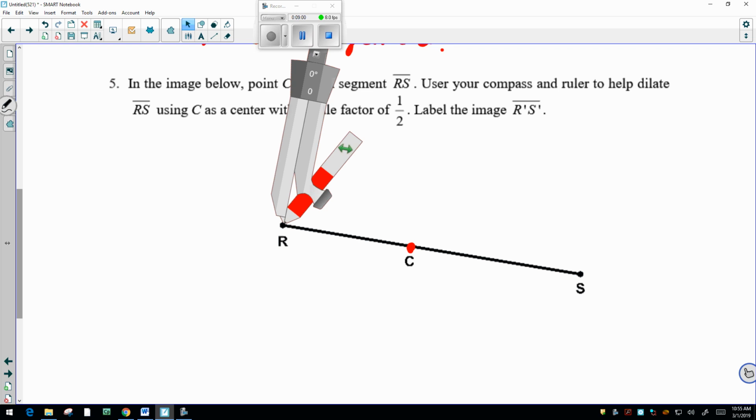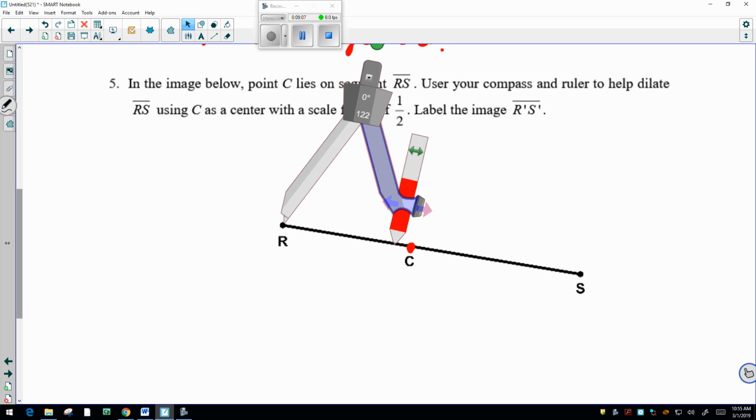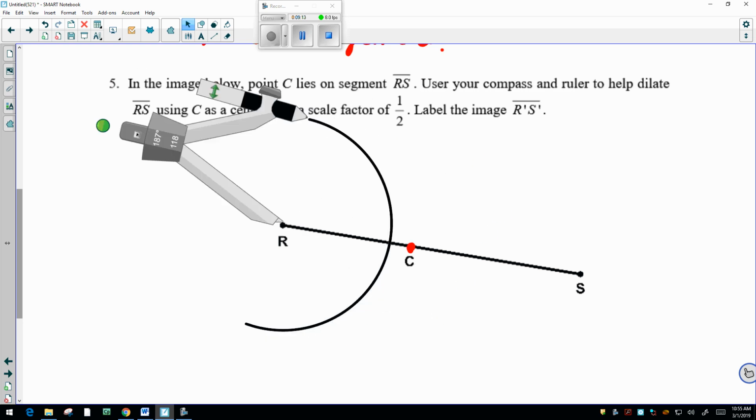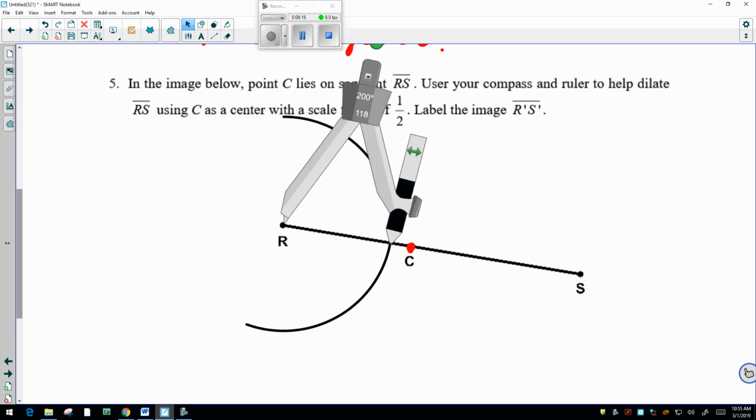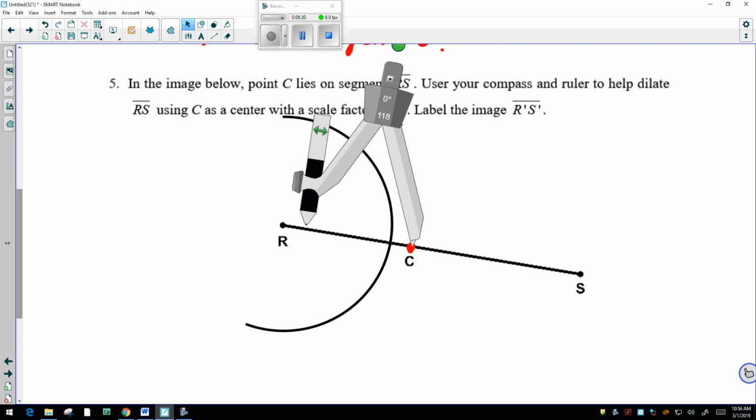So sharp point at R, we're going to put our drawing point. It has to be at least more than halfway. So if it makes it to C, great. If it doesn't, that's okay too. And from here, what we're going to do is make an arc, top and bottom, and then flip it around. I'm going to go over here to point C, top and bottom.